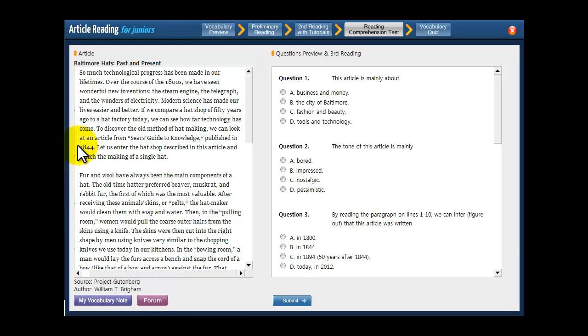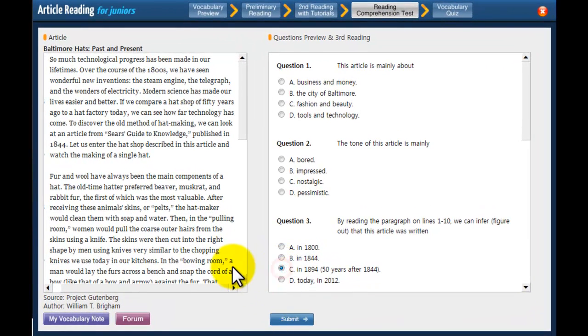We can assume then that this article that we're reading was written in 1894, 50 years after the article about the old hat making process written in 1844. So we would look for 1894 as an answer. Is it A, 1800? No, because we're looking for something 50 years after 1844. Get rid of A. What about B, 1844? That's when the first article was written in Sears Guide to Knowledge, but not when the article that we are reading was written. So get rid of that too. What about C, 1894? That's exactly what we're looking for, right? So you'd click that, and there's your answer.